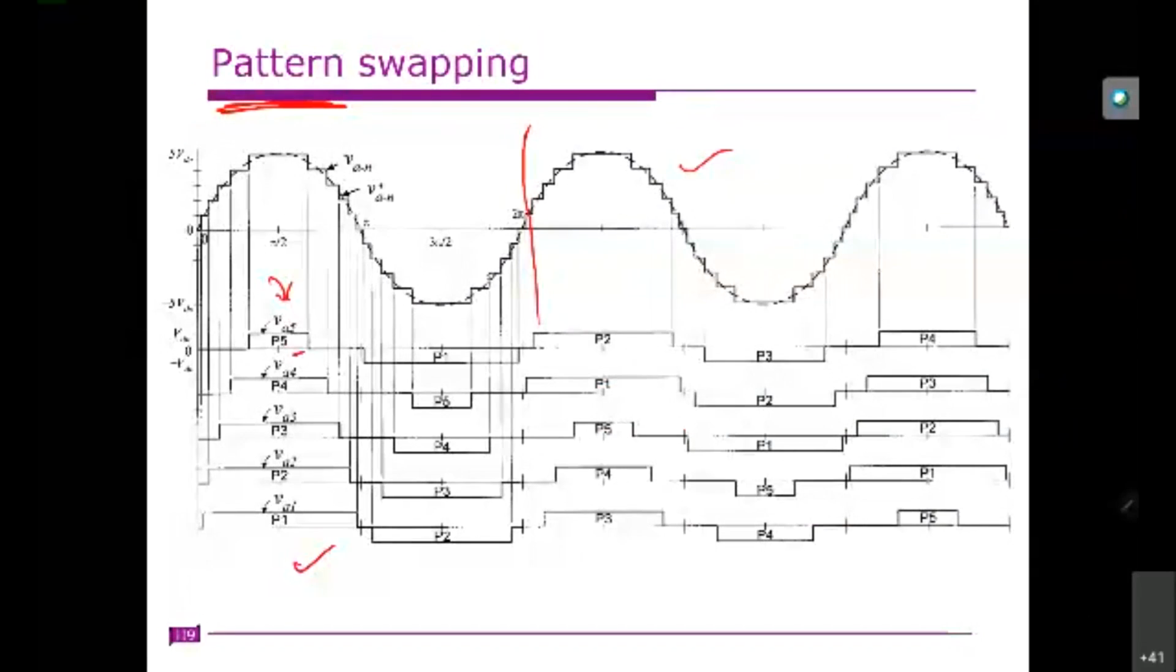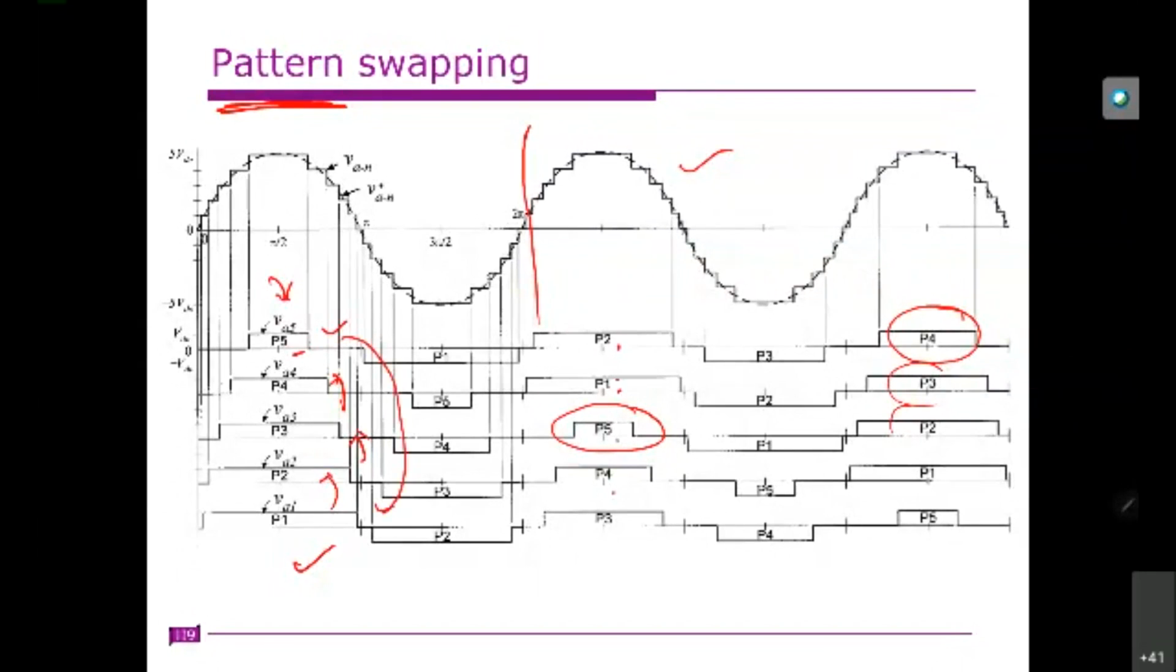So this is P5, and now P5 comes here. So this is P5, P4, P3, P2, P1, and this is another cycle. We will make sure that after 5 cycles, every cascaded H bridge will produce the same amount of output power. So generally this P5 in the next cycle we will swap, from here to here, and from here to here, something like this. This we already discussed, and this is known as pattern swapping.